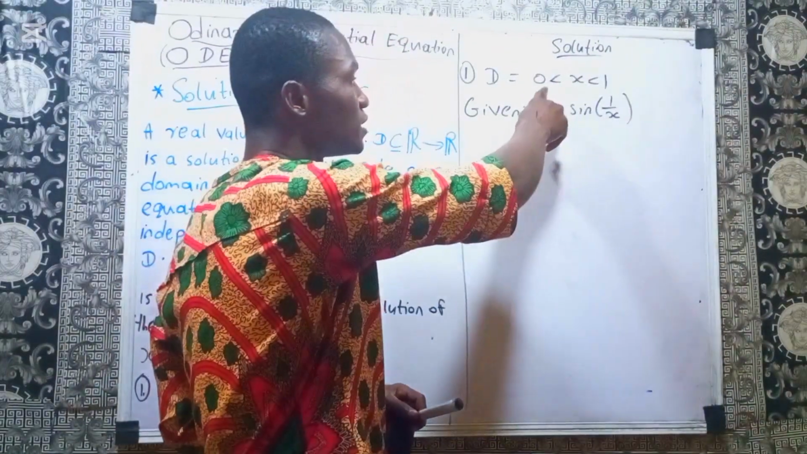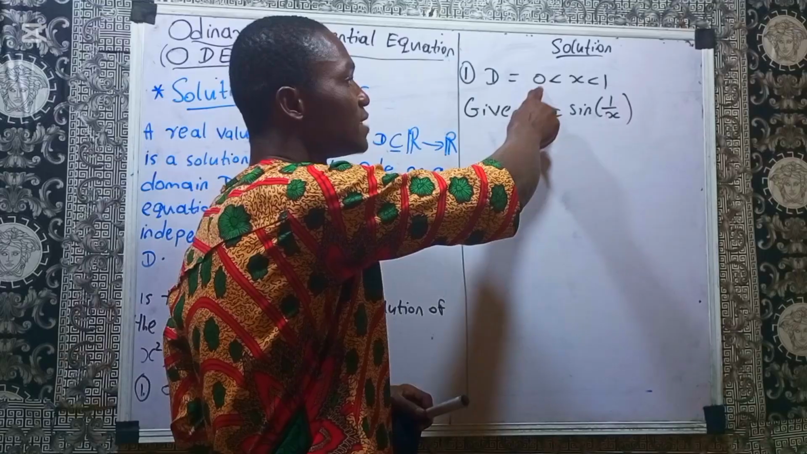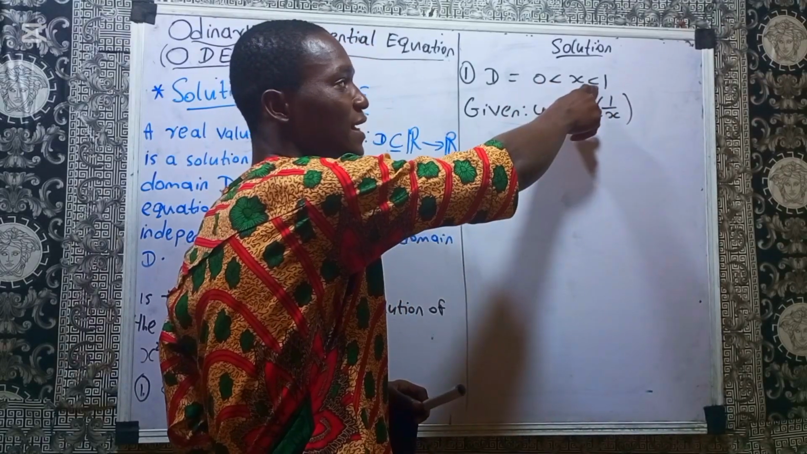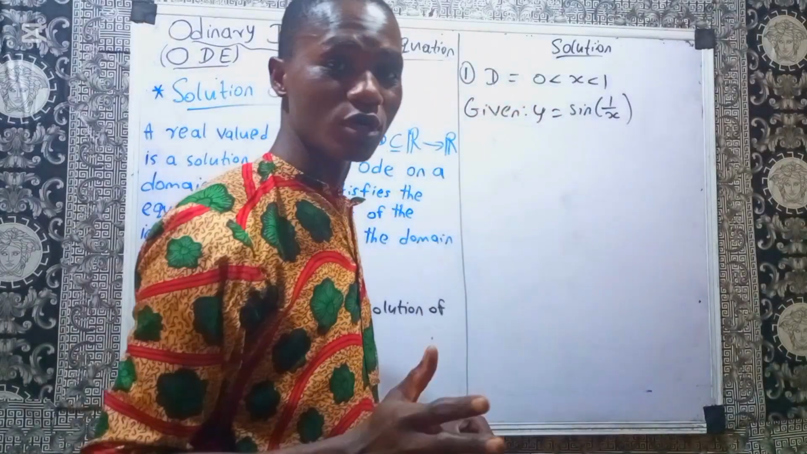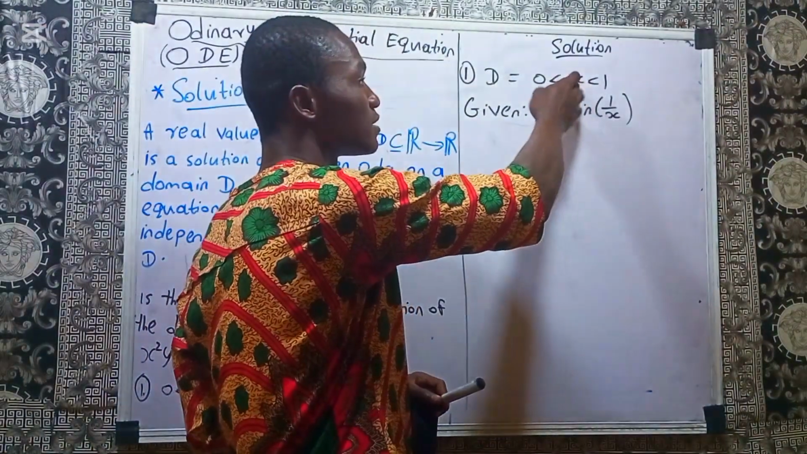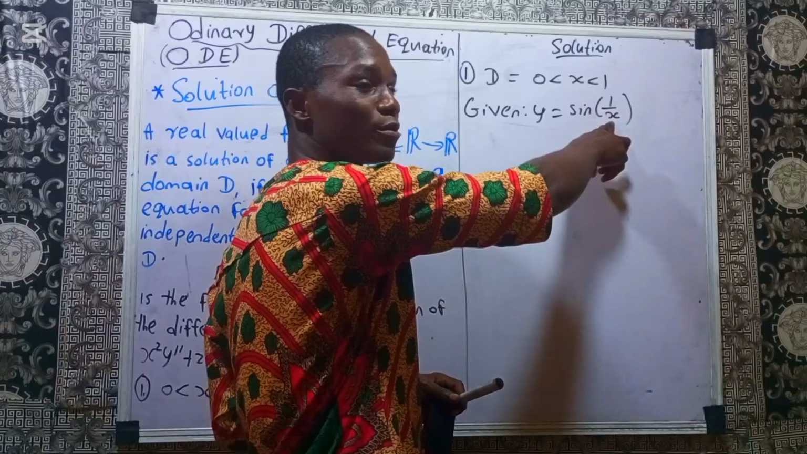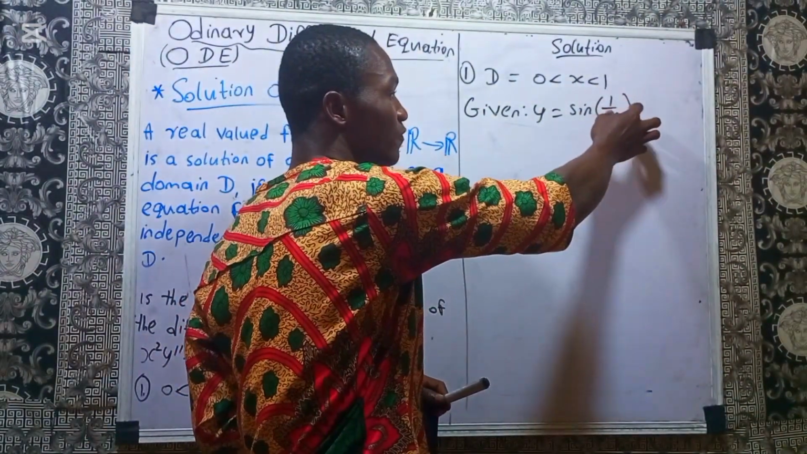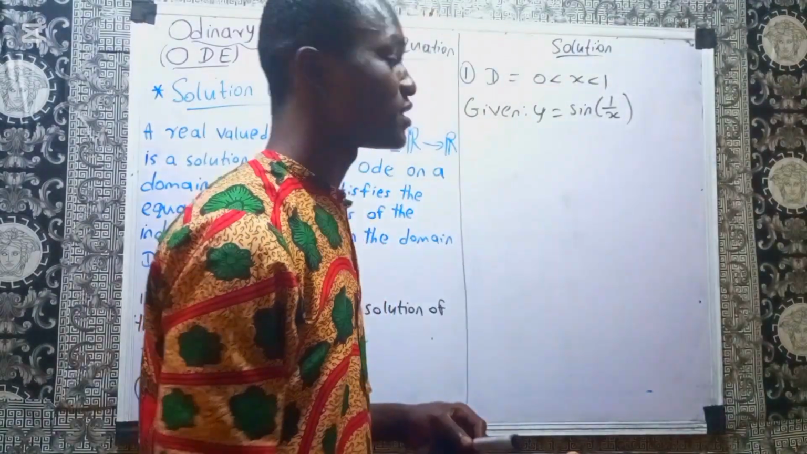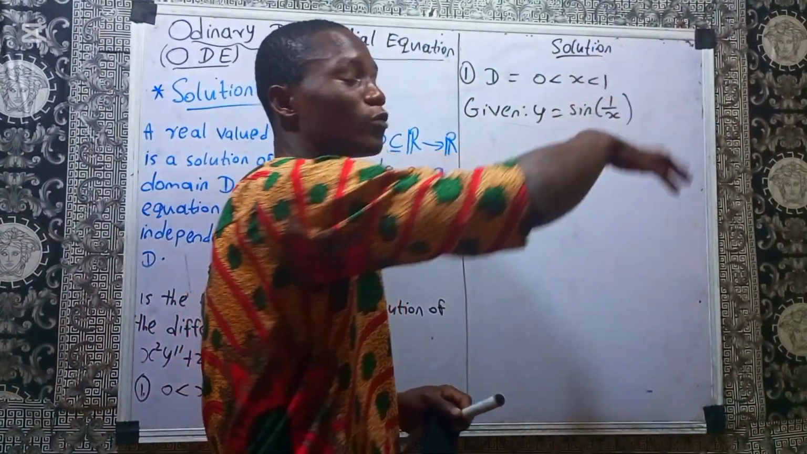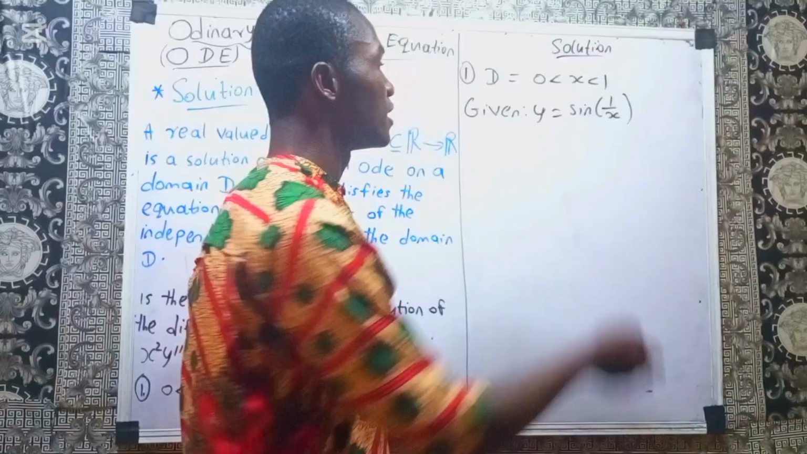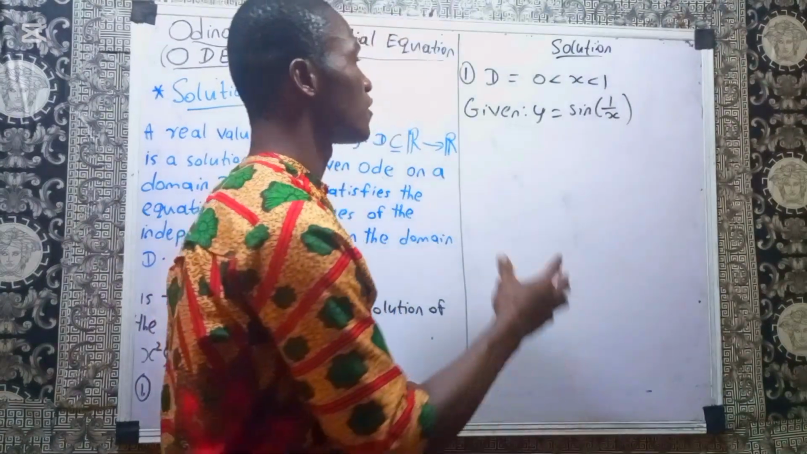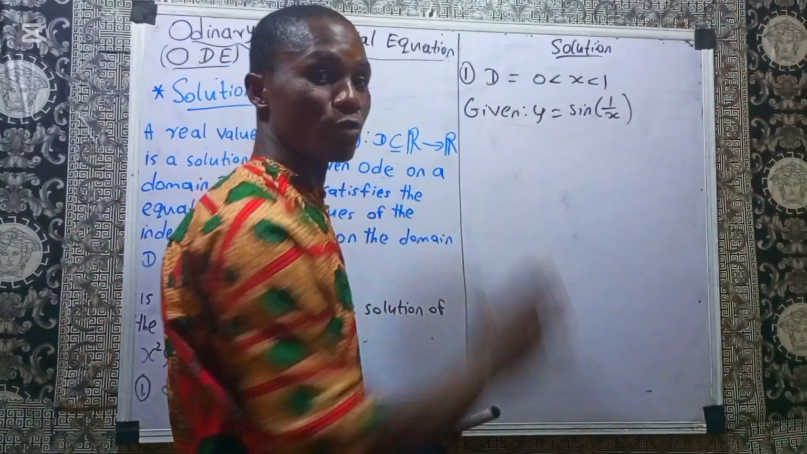But look at our domain. Our domain is 0 less than x less than 1. So we are having strictly less than. So 0 is not among and 1 is not among. So since 0 is not among, nothing will make this denominator 0. So this 1 over x cannot be infinity, which means that 1 over x on this domain will always give you real numbers, because 0 is not here that will make this thing infinity. So because of that, this function is defined on this domain.